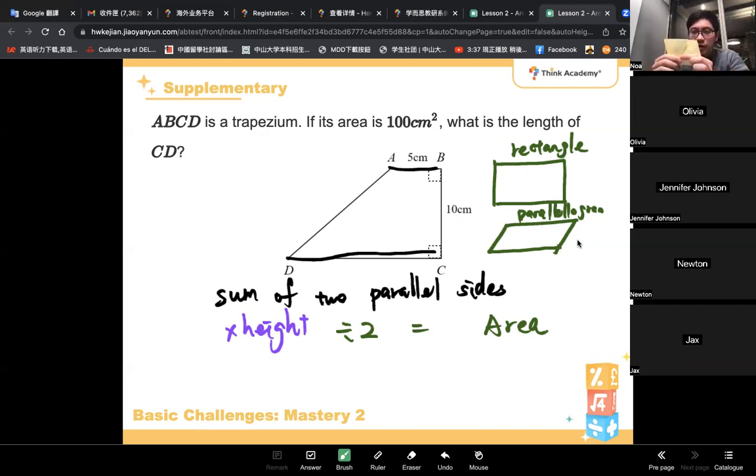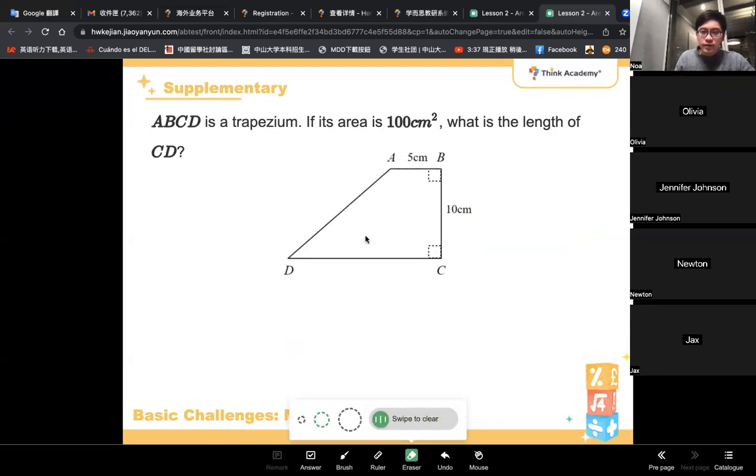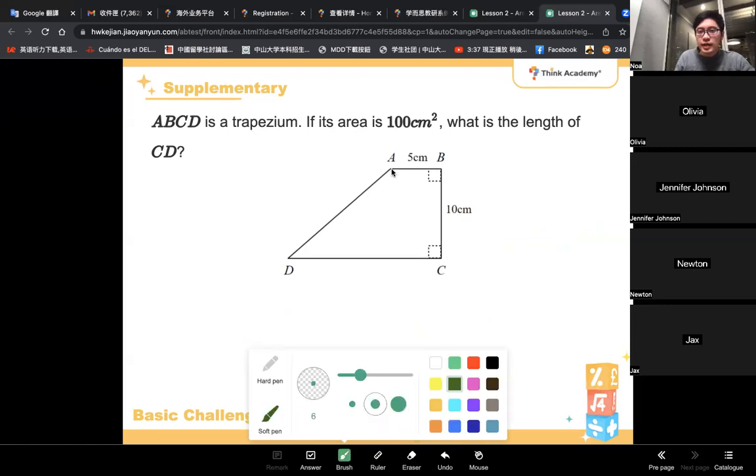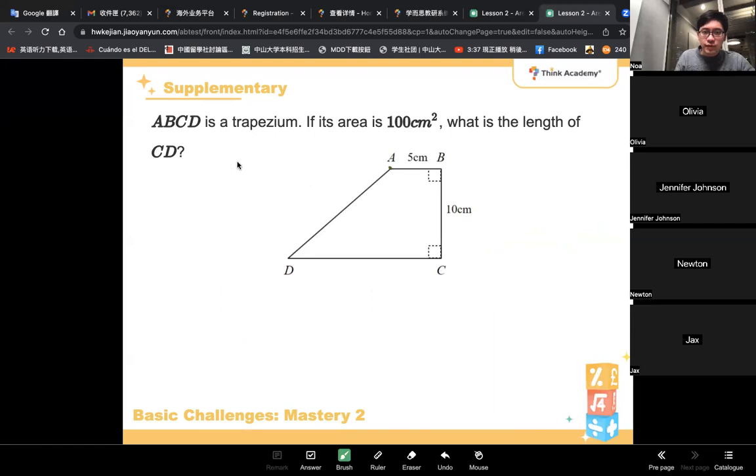So do you agree this is a parallelogram? Yes. Can you tell me what's the formula? On the question, you get another one, this exact one, and then turn it into a rectangle? Yes, you can do that. Let me show you how. Some trapezium can form a rectangle, but for this one, you can.